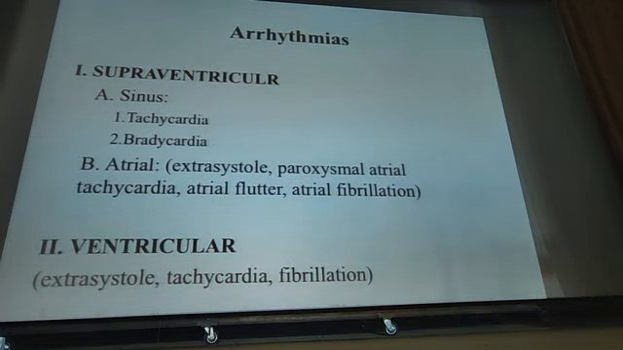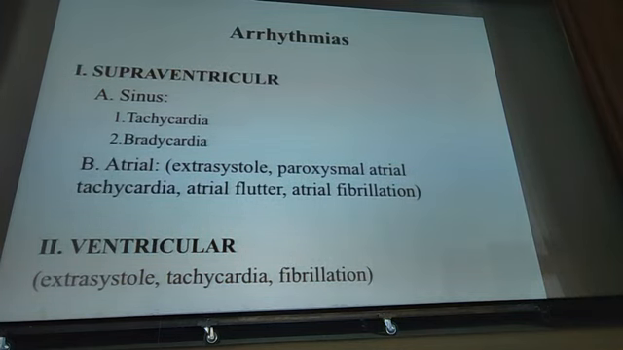We have ventricular. Again, either ectopic, extrasystole, tachycardia, VT, VT and VF, which mean danger. VT is ventricular tachycardia. It is the sign of VF. What's VF? It is the period before death.